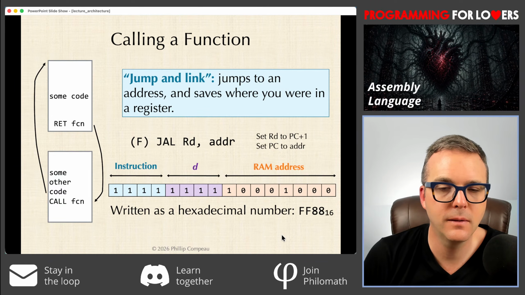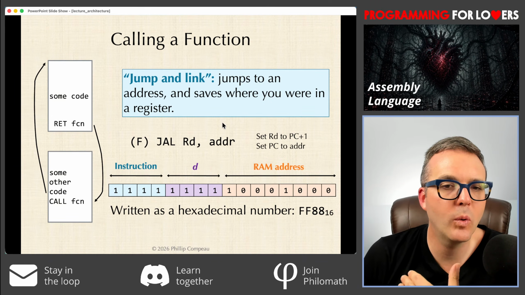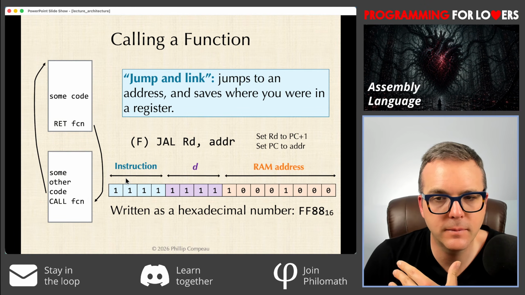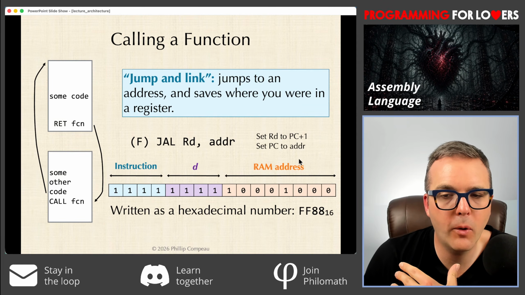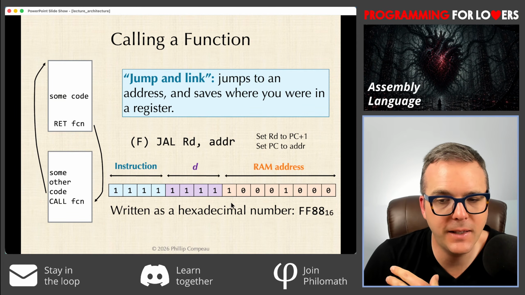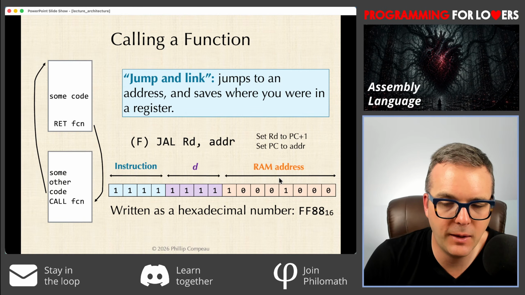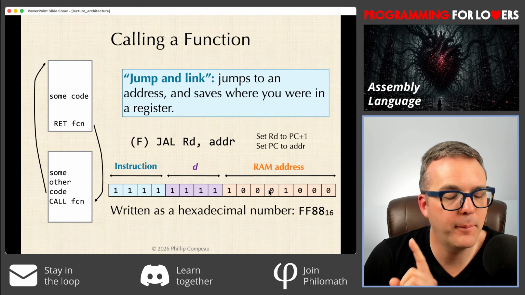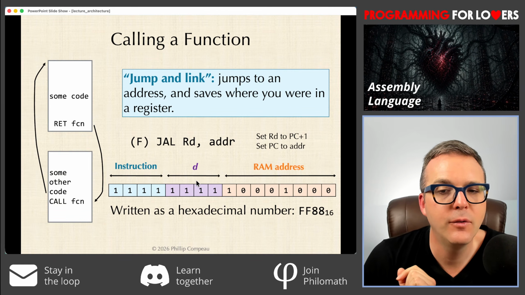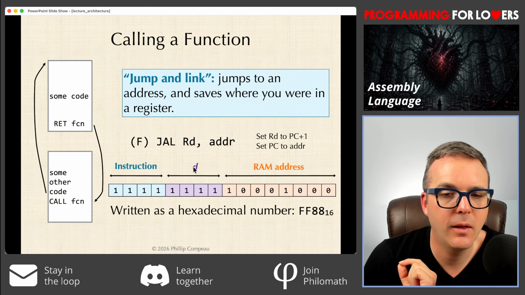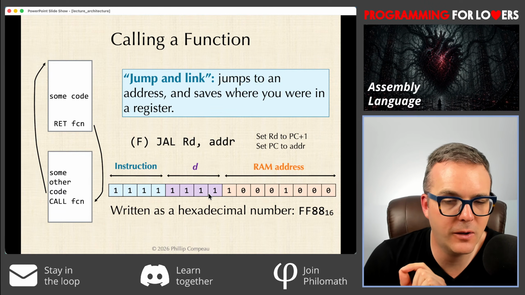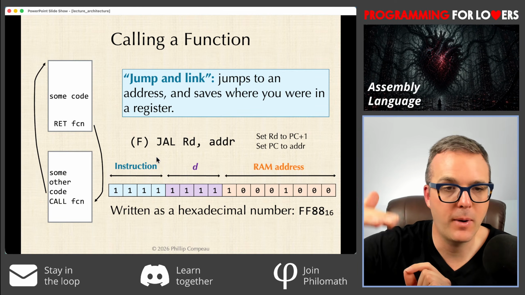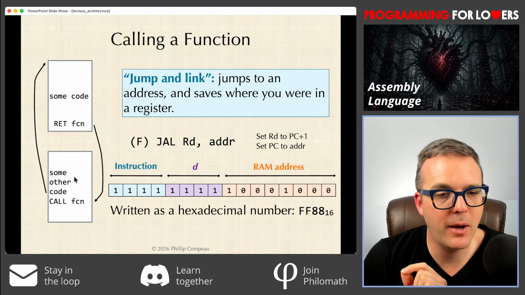And the idea is jump and link is going to jump to an address, but remember where you were. So instruction code F says, set the program counter to whatever these 8 bits indicate. So I just keep using this 88 RAM address, and we're going to jump to that particular place. But I'm going to store a bookmark in register D. Register D is going to, in this particular case, remember where I was when I was running my code. So I've got my code here.